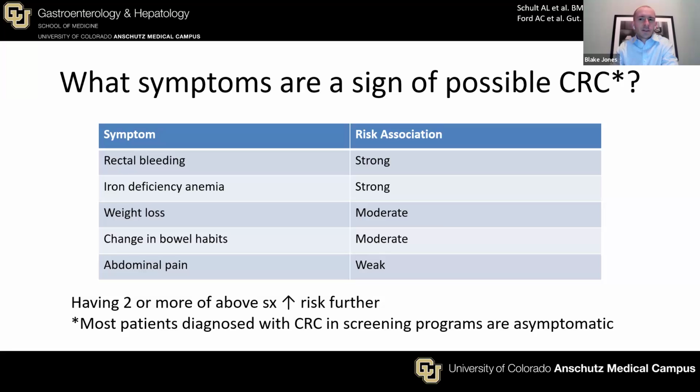And change in bowel habits really isn't your patient with 3 years of diarrhea. It's, do they have a relatively rapid change in the caliber of their stool? And more often it's constipation and things like that. That's generally a sign of rectal or, rarely, distant cancers that would be causing a change in bowel habits. And then if you have 2 or more of these symptoms, that would increase your risk even further.